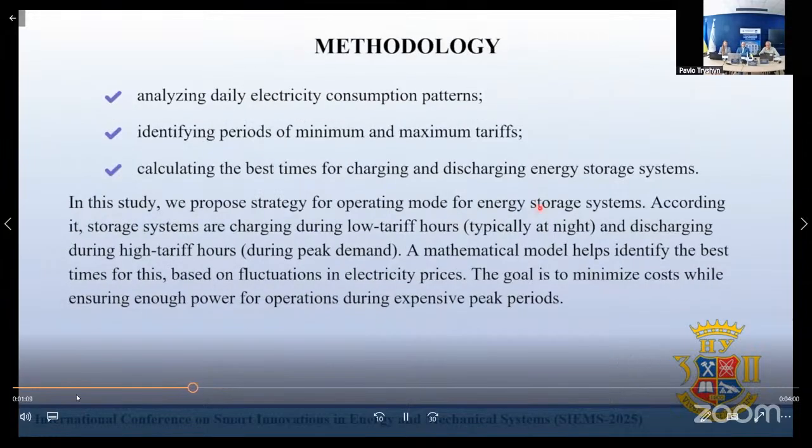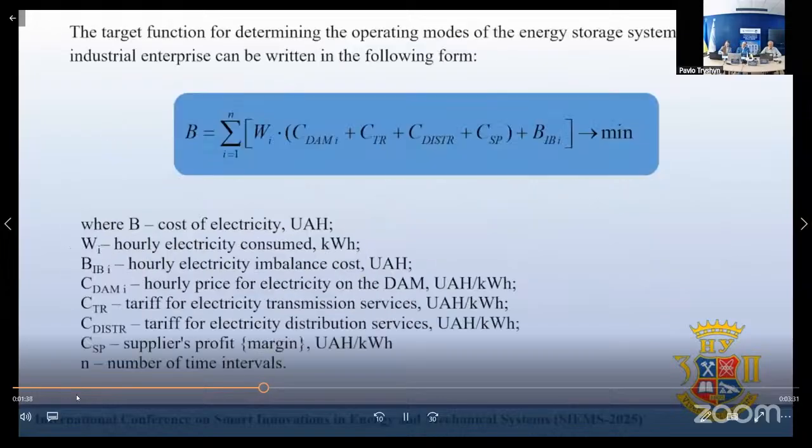The aim of this study was to develop a method for determining optimal times for charging and discharging ESS in industrial enterprises. Our approach involved analyzing daily electricity consumption patterns, identifying periods of minimum and maximum tariffs, and calculating the best time for charging and discharging ESS. By charging storage systems during low tariff hours and discharging them during peak tariff hours, enterprises can minimize their electricity cost while maintaining operational efficiency.